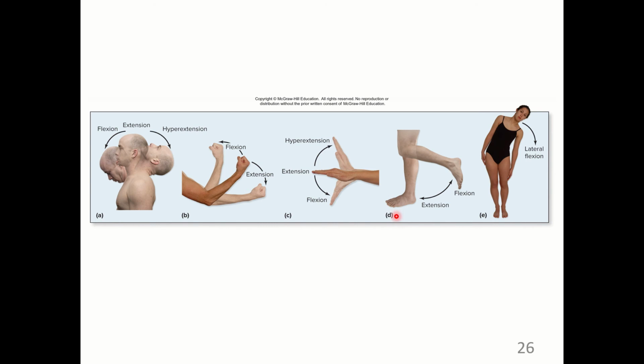Figure D is showing flexion and extension of the knee. So when the leg is straight and your feet are on the ground, that's extension of the knee. And then when you bring your heel towards your hamstrings or your thigh or your butt, that is flexing the knee. So we're decreasing the angle between our foot and our thigh. And then lateral flexion. See how she's doing a lateral bend, if you would, where she's bringing her shoulder towards her legs.